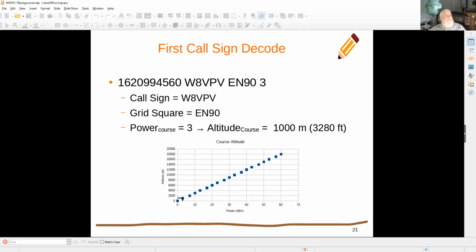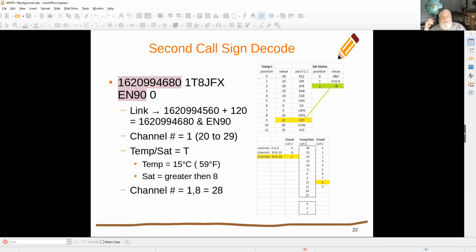So we can decode that here. Bill Brown gave us a nice little spreadsheet that tells you how to decode it. It turns out that when the power is 3 dBm, that corresponds to 1,000 meters, or about 3,280 feet. The second packet associated with our balloon has last 3 characters 680. So this is 120 seconds later, because the epoch time is in seconds, not milliseconds.